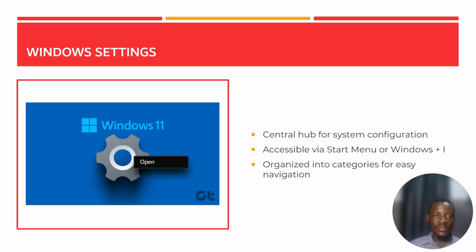Next we have Settings, which is where you can customize every aspect of your Windows experience. It's the central hub of system configuration, accessible via the start menu, or you can press the Windows key on your keyboard plus I. Just hold Windows plus I and it opens the settings. It's organized into categories for easy navigation. And I like the settings section of Windows 11, which is very, very nice.